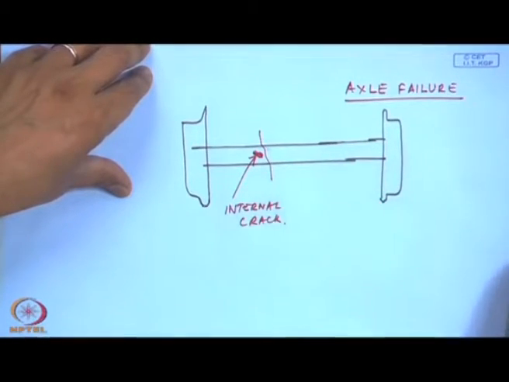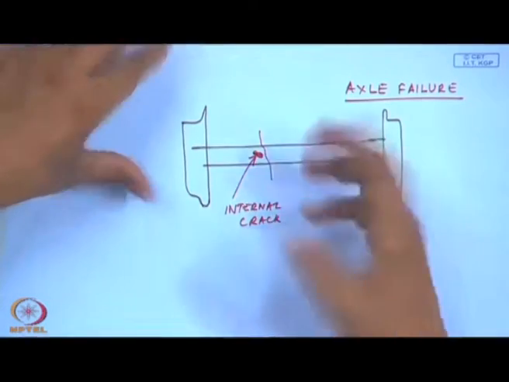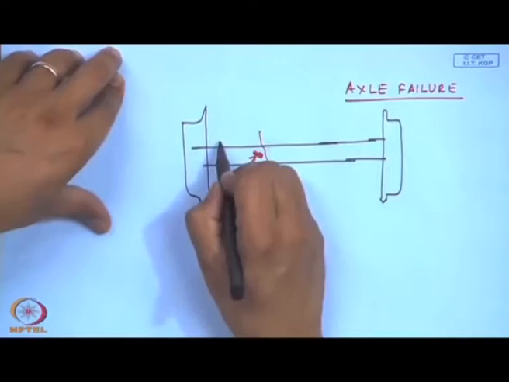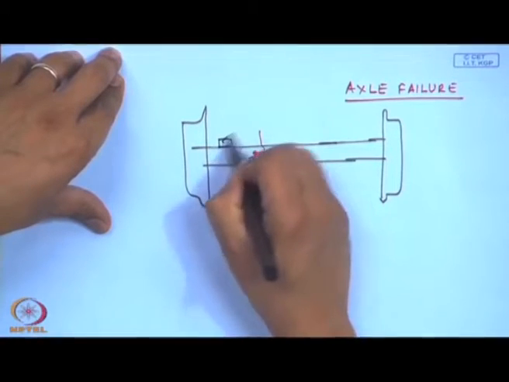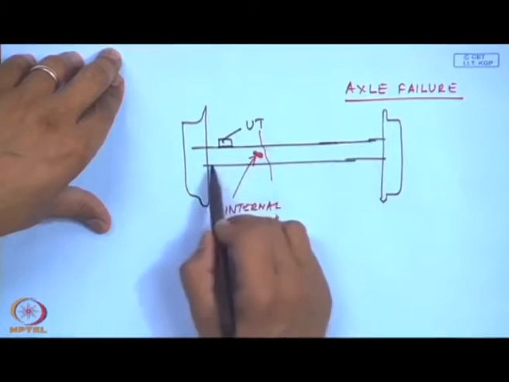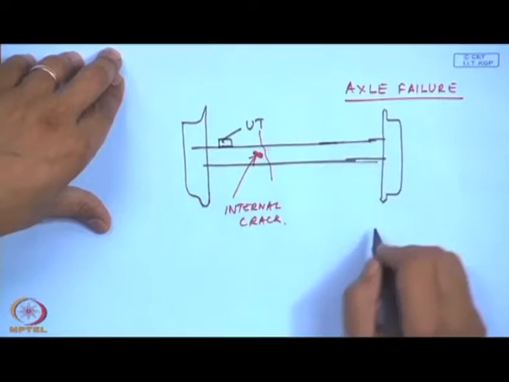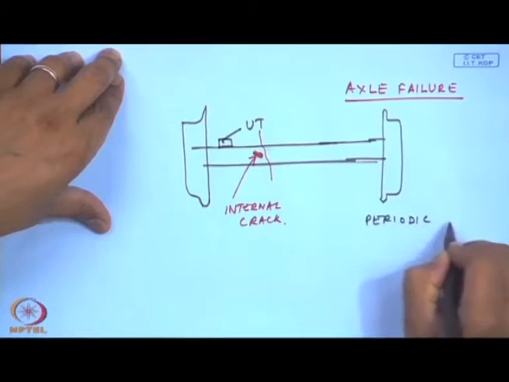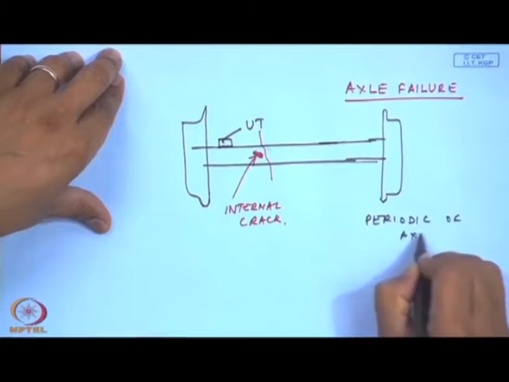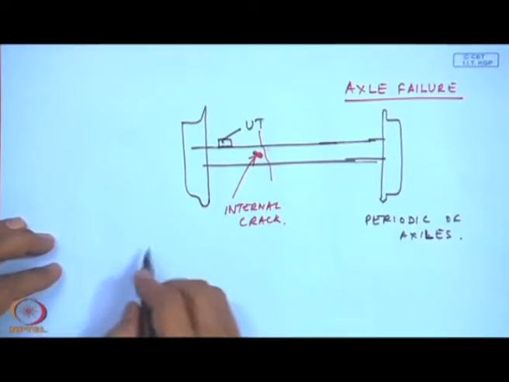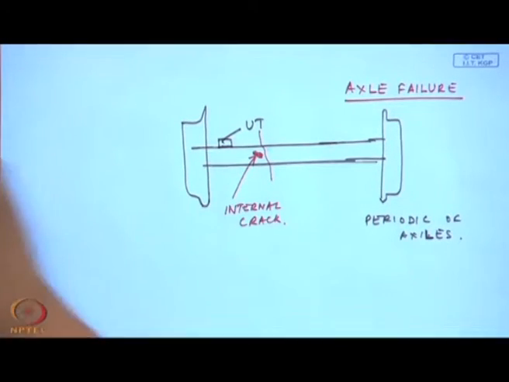So, how can you detect such internal cracks? Obviously, it is not visible from the outside. What they do in the railway workshop is they have a UT probe, and if you go to the workshop, you will see these people scanning the entire surface of the axles, and they have periodic inspections of the axles. We'll come back to the example of welding pretty soon.